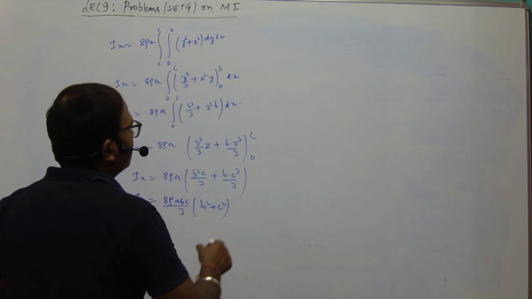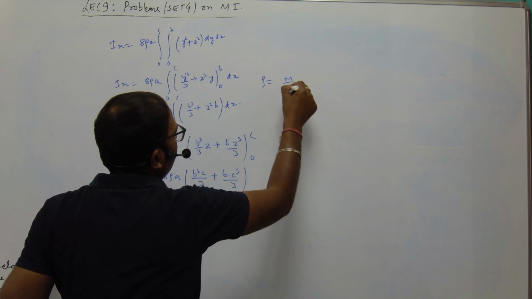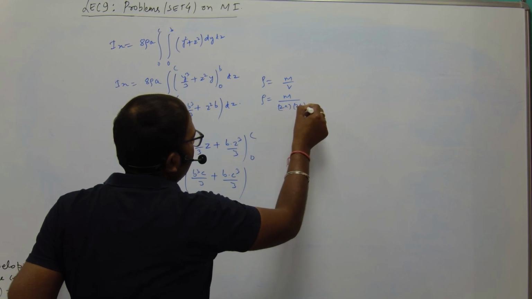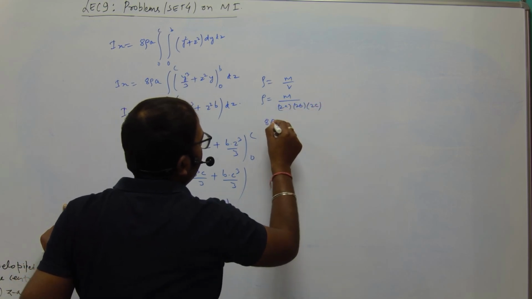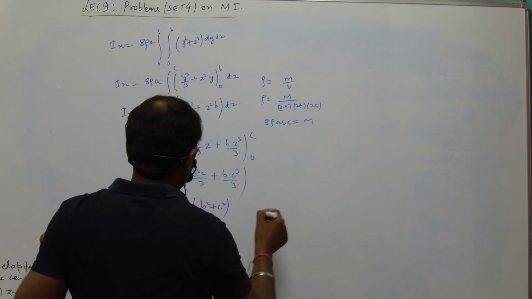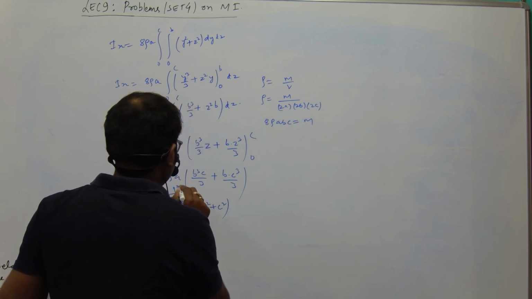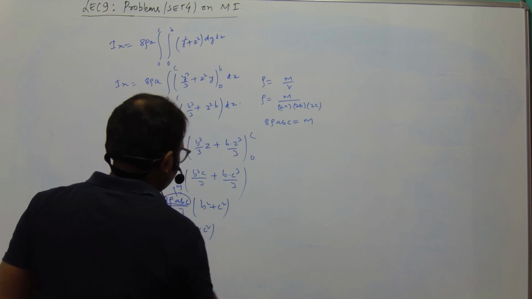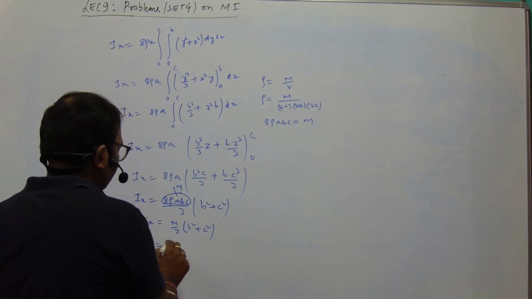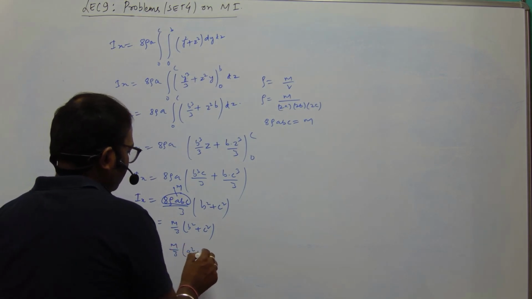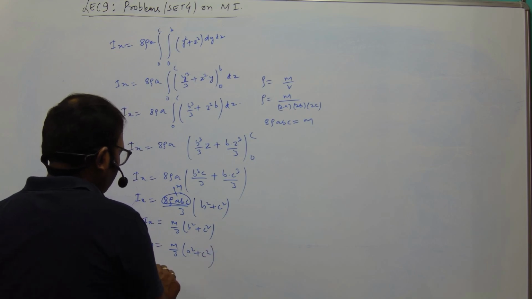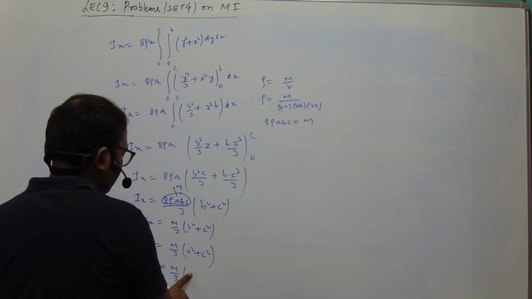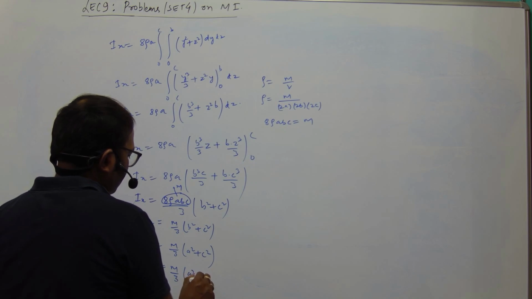Okay, so we have the density rho is equal to mass upon volume. So rho is equal to mass upon the multiplication of sides, 2a into 2b into 2c. So we have 8 rho abc is equal to M. So this 8 rho abc is M. So Ix is equal to M upon 3 times b square plus c square. Similarly Iy is equal to M upon 3 times a square plus c square. And we have Iz is equal to M upon 3 times a square plus b square.